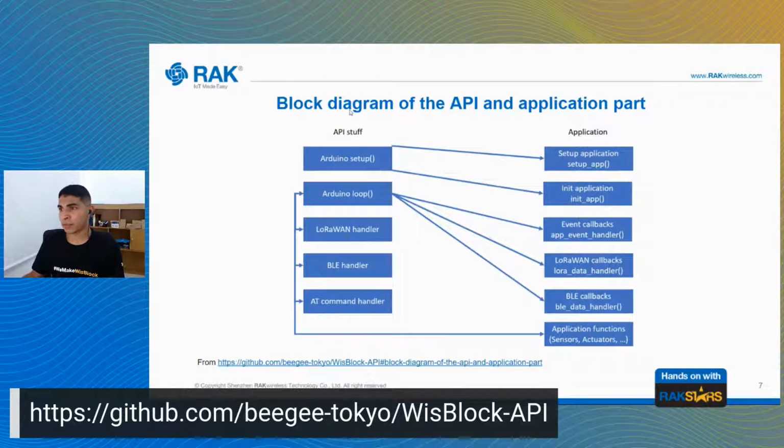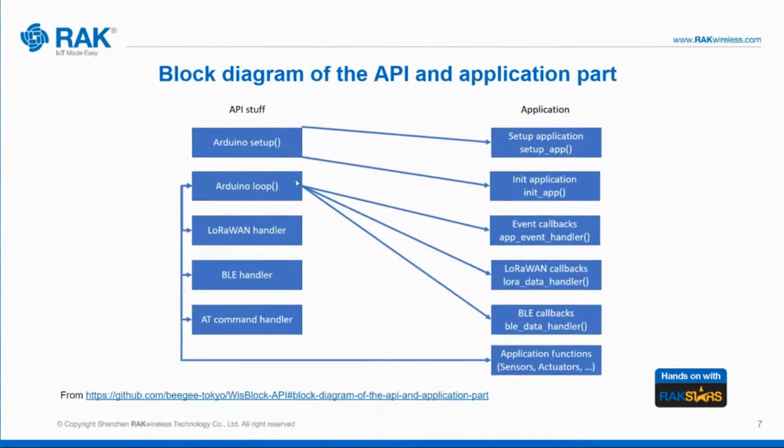This is a block diagram of the API and application part. It's basically divided in two sections. The first one is the API stuff, and the second one is the application. This part is our focus because this is already done in the API, and all the functions and definitions that this involves.